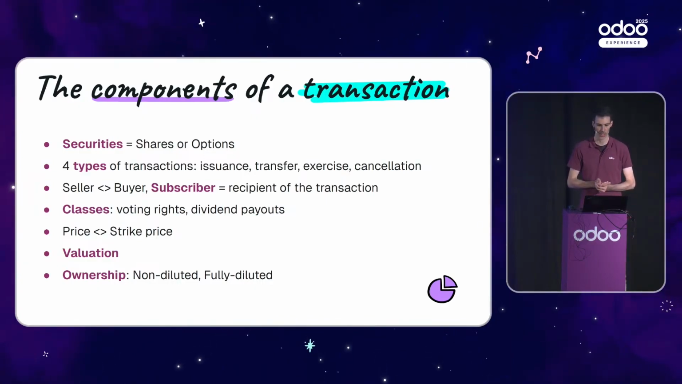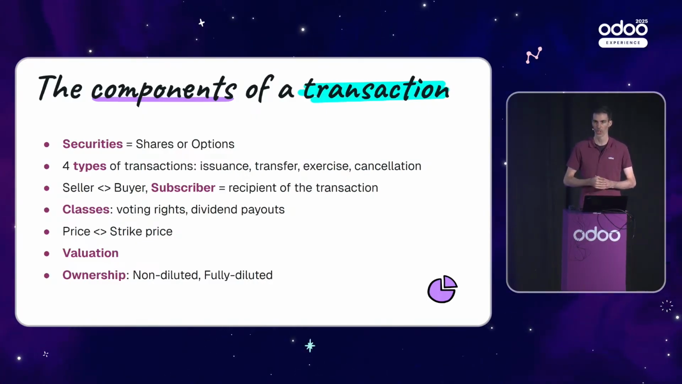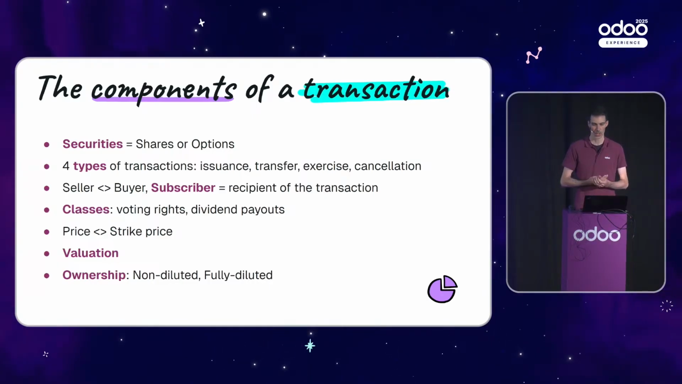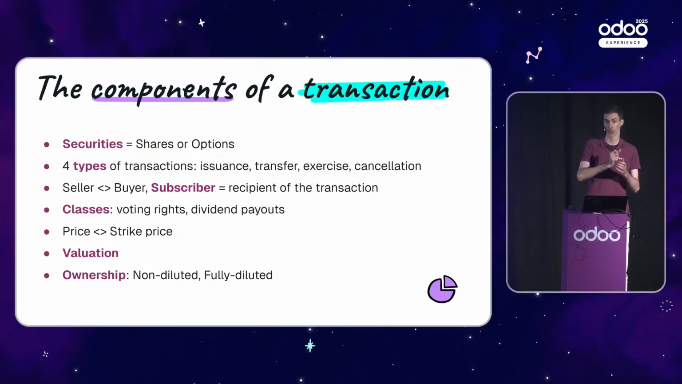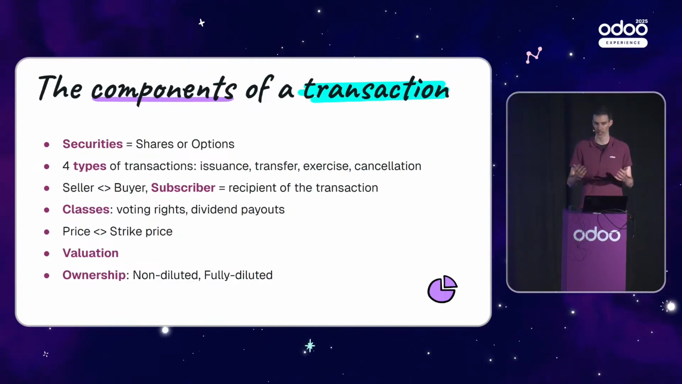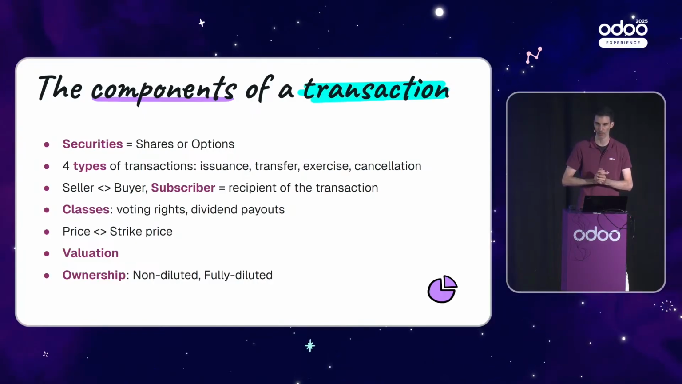There are four types of transactions: issuance, transfer, exercise, or cancellation. An issuance is when a company emits new shares or new options. A transfer is when shares or options are transferred from party A to party B. So typically a sale, you will have a transfer of a share from party A to party B.